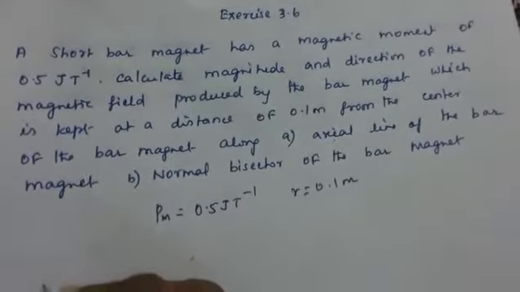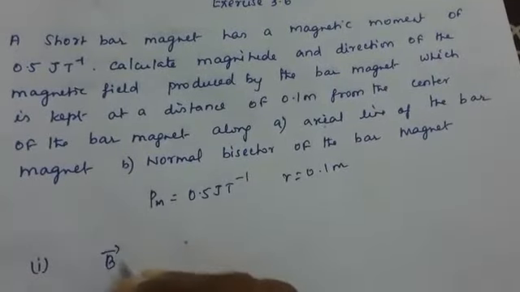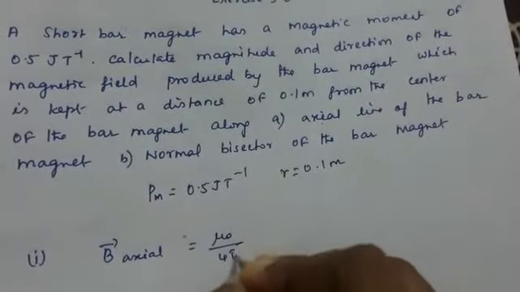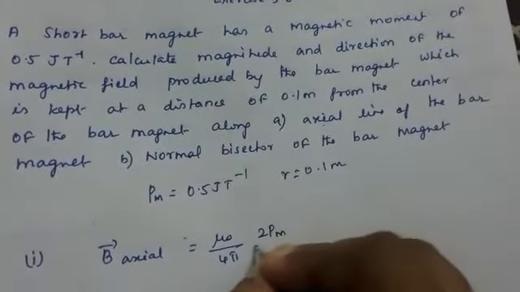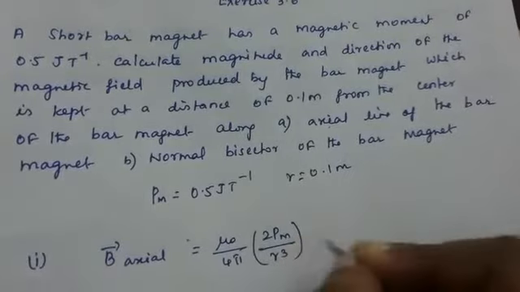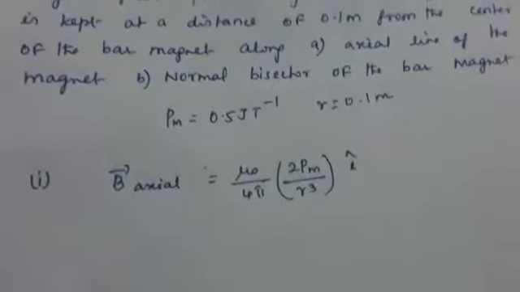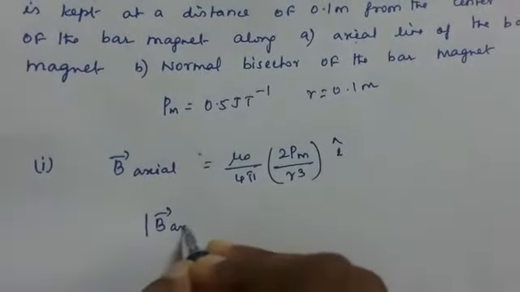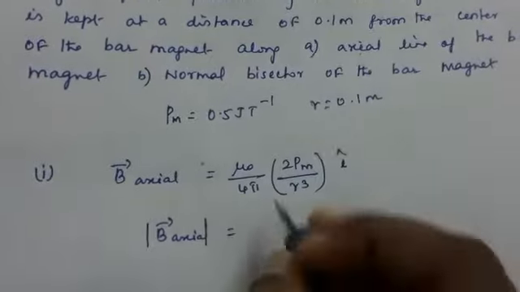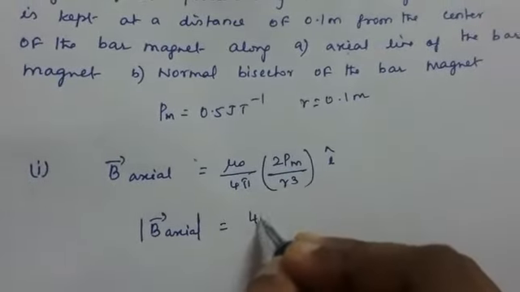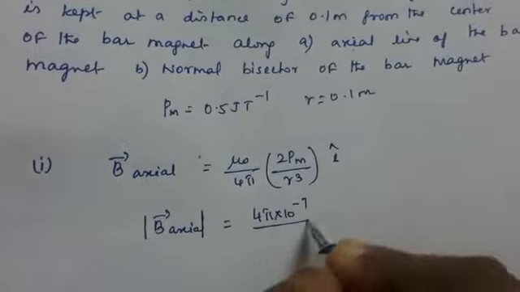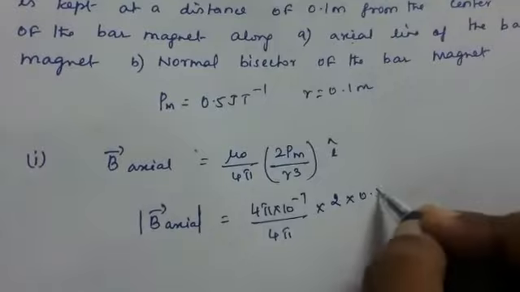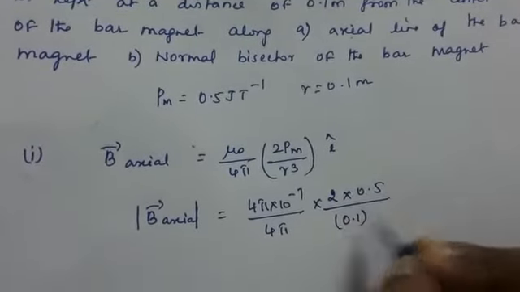So for axial line, first we can find out B vector axial is equal to mu 0 by 4 pi into 2 Pm by r cube into i vector. Now we can find out the magnitude of B vector. So B axial is equal to, we can substitute the values here, 4 pi into 10 raised to minus 7 by 4 pi into 2 Pm. So 2 into 0.5 divided by 0.1 the whole cube.